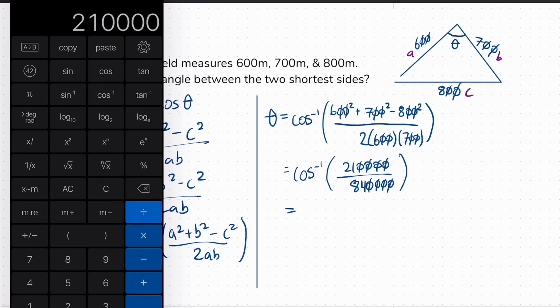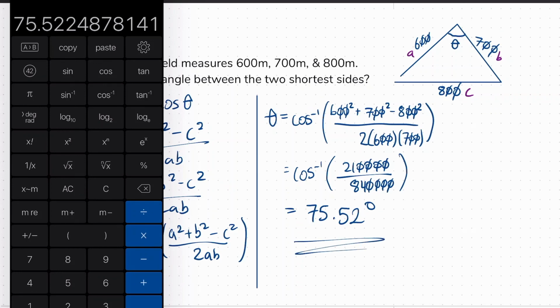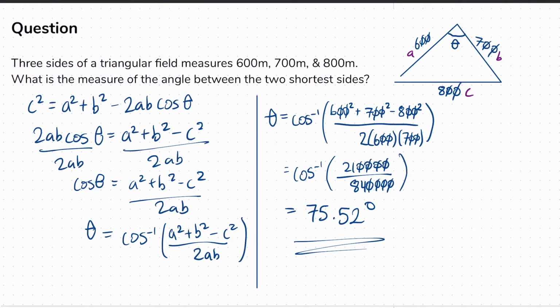210,000 divided by, paste, 0.25, cos theta, inverse cos, 75.52 degrees. What's the measure of the angle? Done.